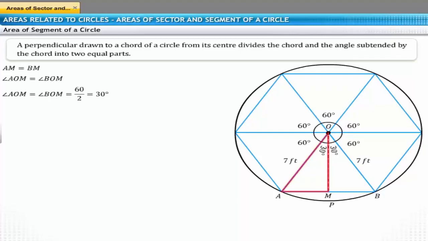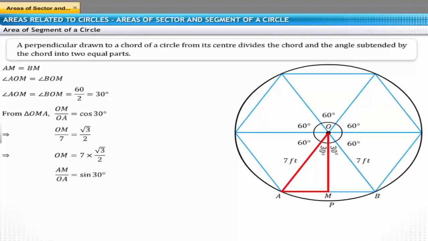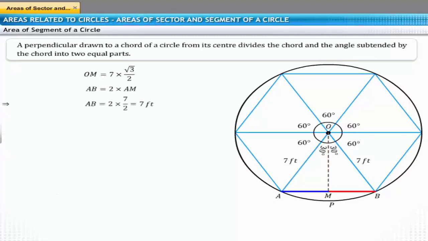Now from triangle OMA, OM divided by OA is equal to cos 30 degrees. This implies that OM divided by 7 is equal to the square root of 3 divided by 2. On simplification, we get OM equal to 7 multiplied by the square root of 3 divided by 2. Similarly, AM divided by OA is equal to sin 30 degrees. This implies that AM divided by 7 is equal to 1 upon 2. On simplification, AM is equal to 7 divided by 2. Now base AB is equal to twice AM. This implies that AB is equal to 7 feet.